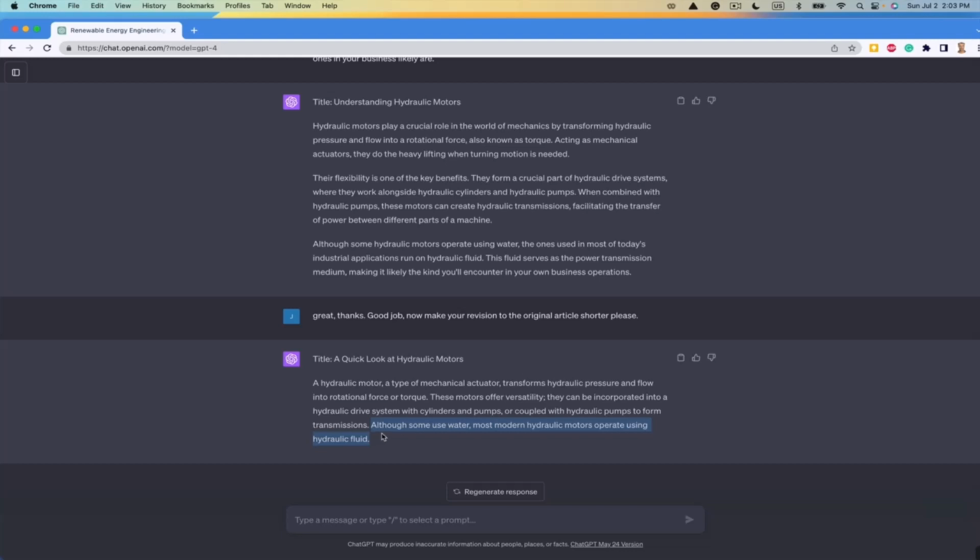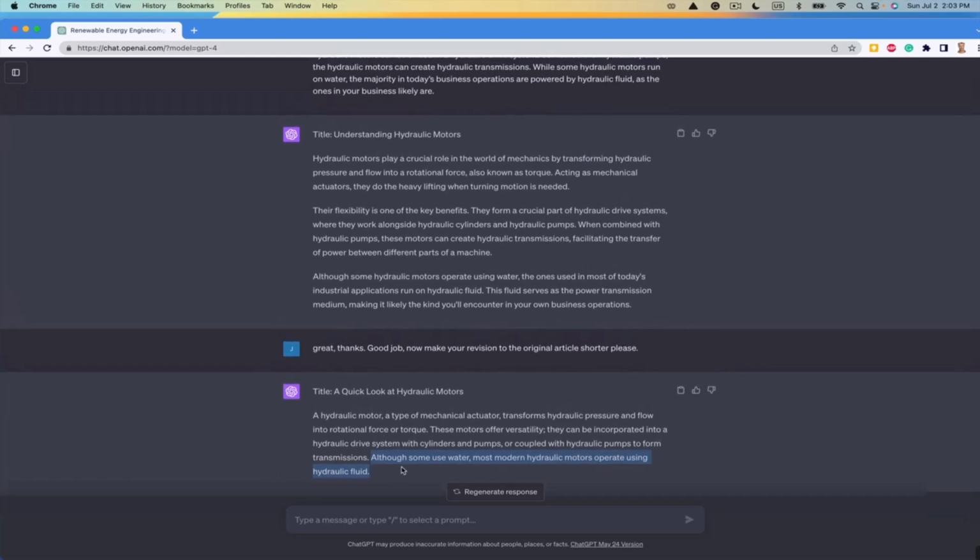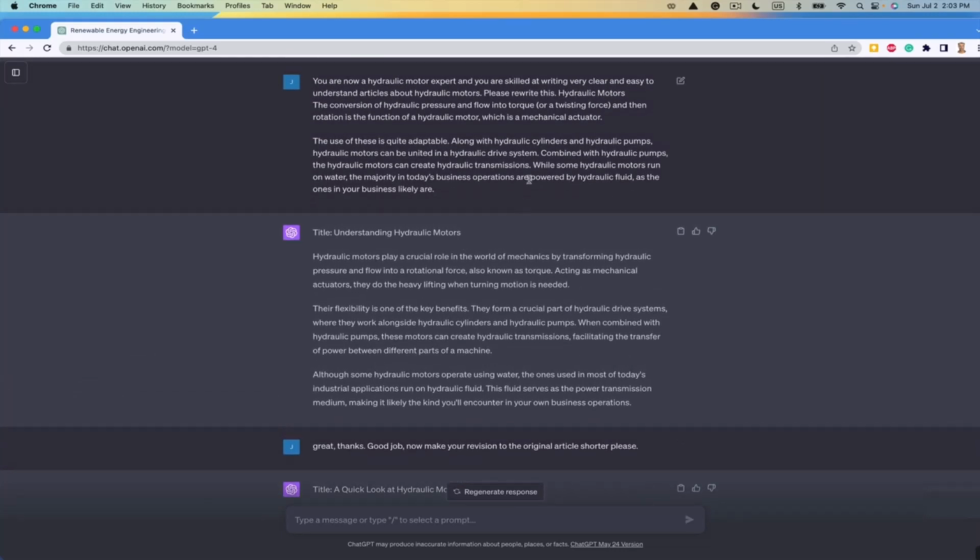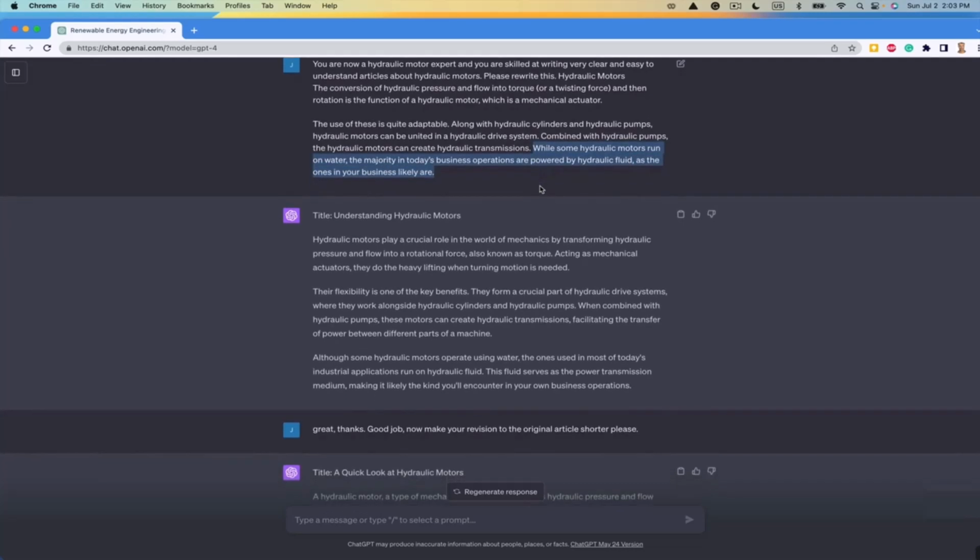And as we look at this, I'm going to highlight this last sentence, because to me, this really encapsulates why I think it did a good job here. Although some use water, most modern hydraulic motors operate using hydraulic fluid. That to me is a very tightly written, concise, and excellent piece of writing. Let's see. I actually didn't like this in the original too much. So here's what it said in the original. While some hydraulic motors run on water, the majority in today's business operations are powered by hydraulic fluid, as ones in your business likely are. To me, this last clause was confusing and probably unnecessary. And the length of the sentence made it kind of hard to follow the flow.